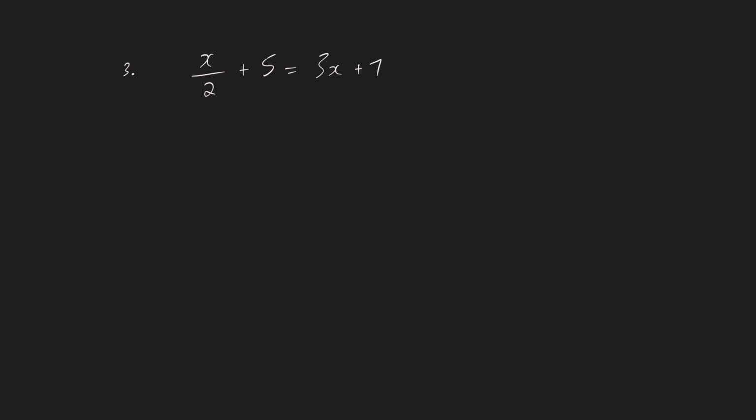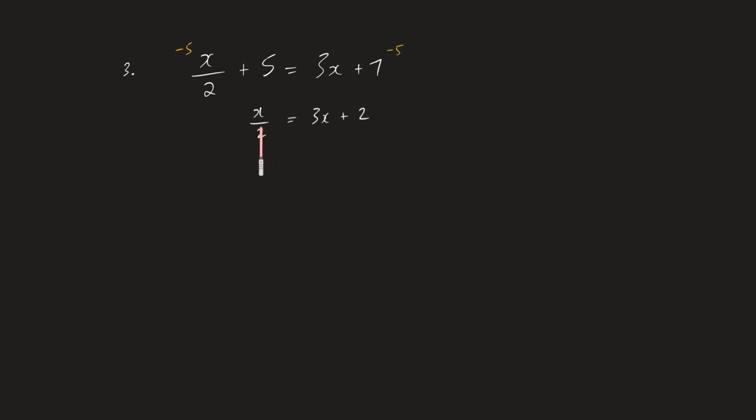So hopefully you've had an attempt at the problem, and what I'm going to do is try and undo it. Now, you may have solved it a different way and come up with the same answer, and that is fine. All right, to start with, I'm going to subtract 5 from both sides. Okay, that's going to leave me with x over 2 is equal to 3x, 7 minus 5 is 2.